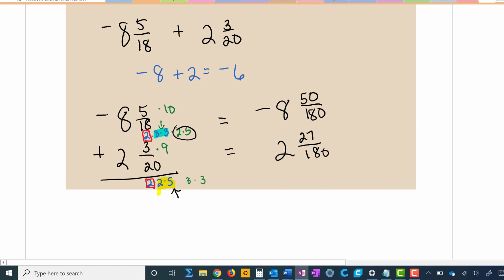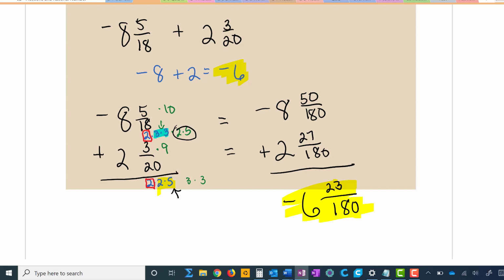And of course, we should be getting the same denominators, but it's good to multiply them out to double check yourself. We're going to add these together. Since they're different signs, we subtract. So 50 minus 27 is going to be 23. We keep our common denominator. 8 minus 2 is 6, and we have more negatives than positives. Again, notice our answer is very similar to what we ended up with when we were just looking at the whole numbers and not the fractional parts.